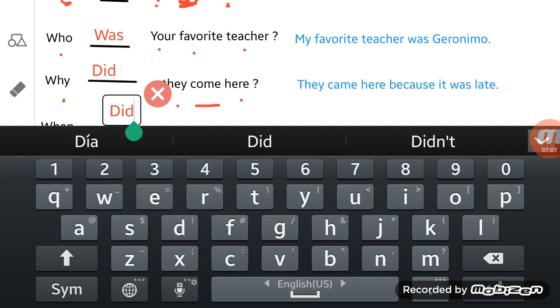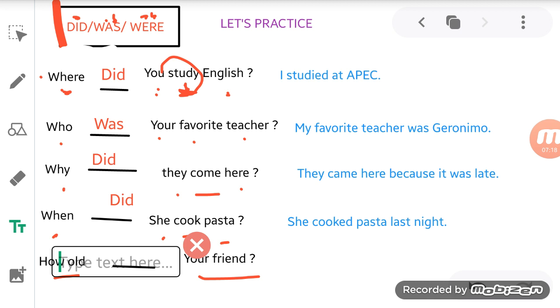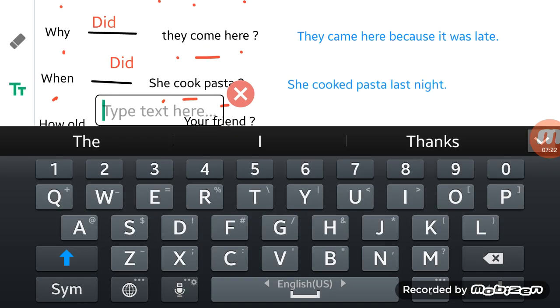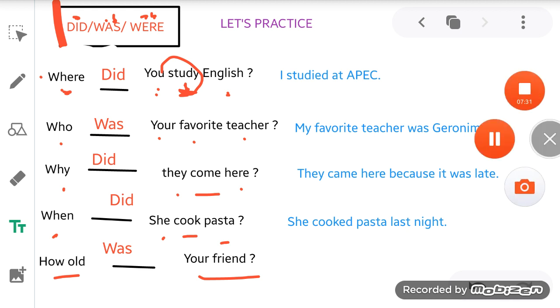Now, the last question will be this one. Let's check if you have a verb. How old is the WH question, and then you have your friend. I don't see any verb. So in that case, we are not going to use did. It's necessary to use the verb be. Your friend is the third person, so we are going to use was. So if you have any question, please just let me know.